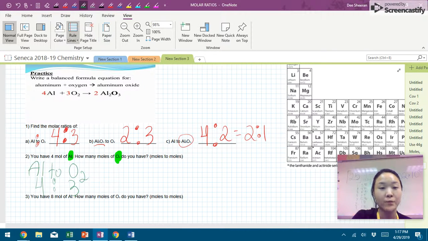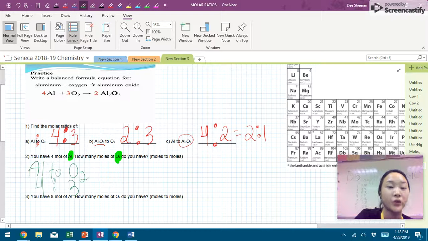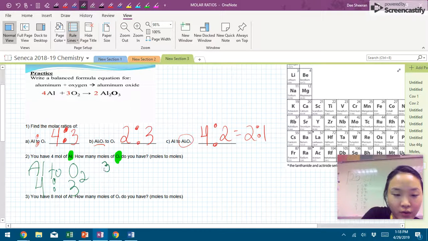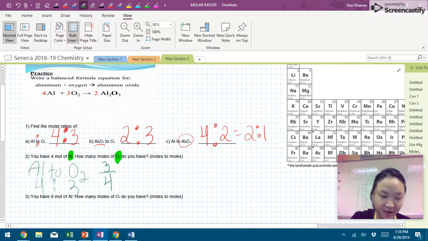Okay, so now what you're going to do is you're going to make a fraction. So to make a fraction, what you're going to do is put the number that is on the right, which is also the number associated with the molecule you are looking for, on top in the numerator position. So it's going to be 3/4. And that's it. It's that simple.